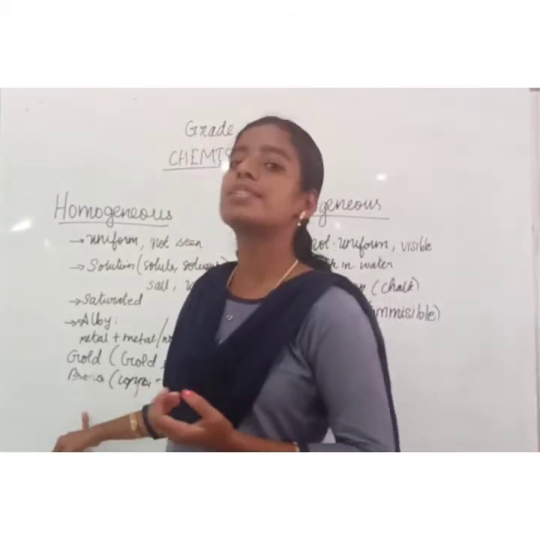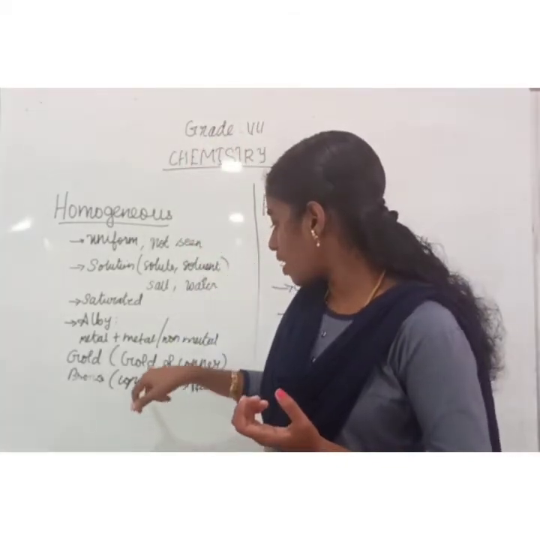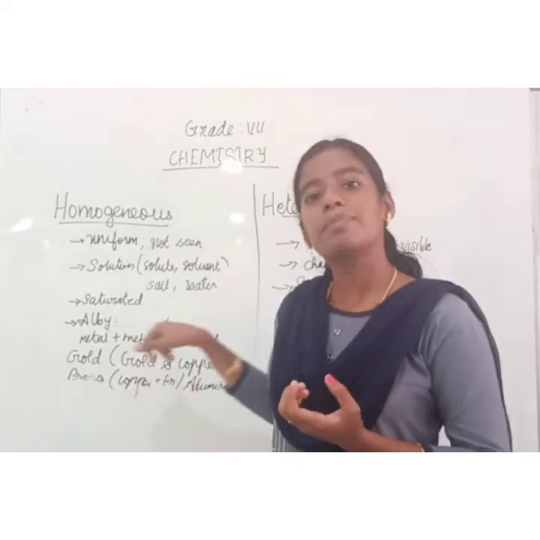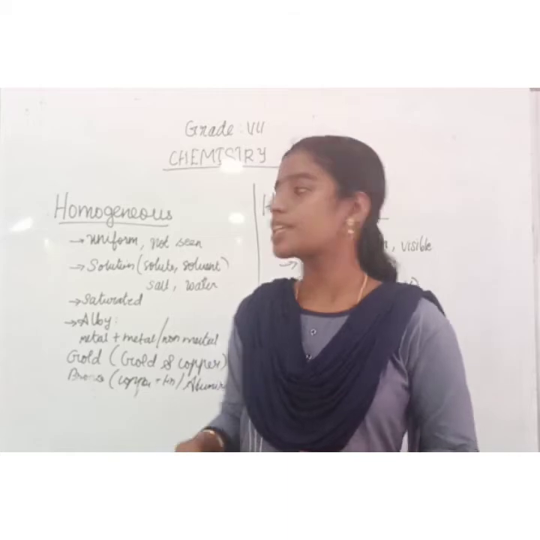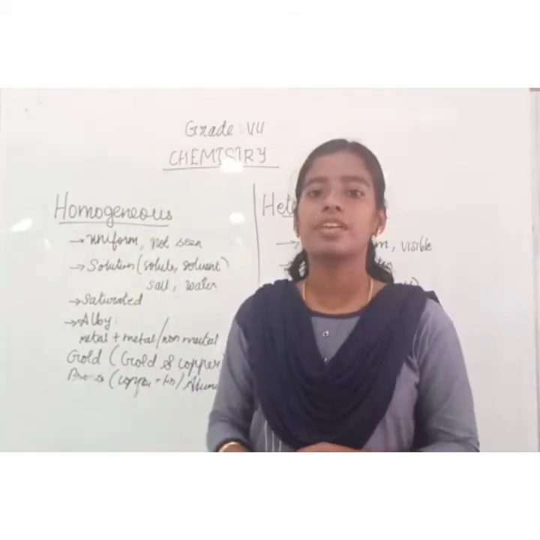One more example is bronze. Bronze is an alloy of copper. Copper can be mixed with tin or aluminium. We will get this bronze. Did you understand what is a homogeneous mixture?